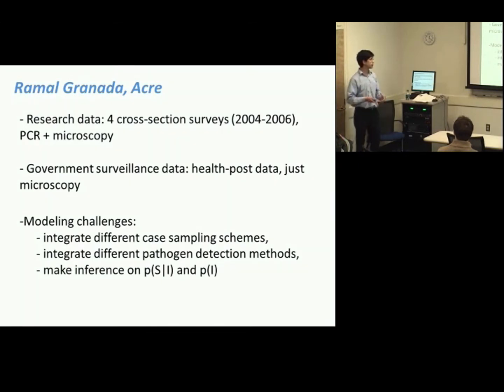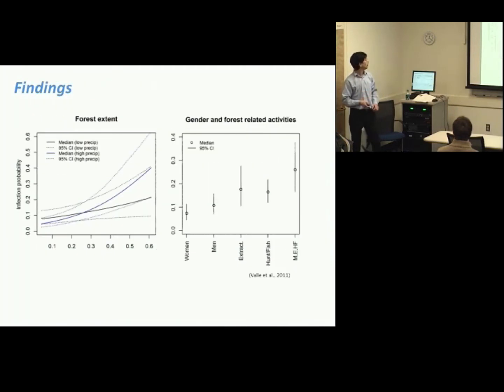I'm not really going to go into the details of the model, I'll just report the results. But part of the overall novelty of this was also in the modeling approach. So here are some of the findings. On this axis we have forest extent as a fraction of the area in which each person lived.